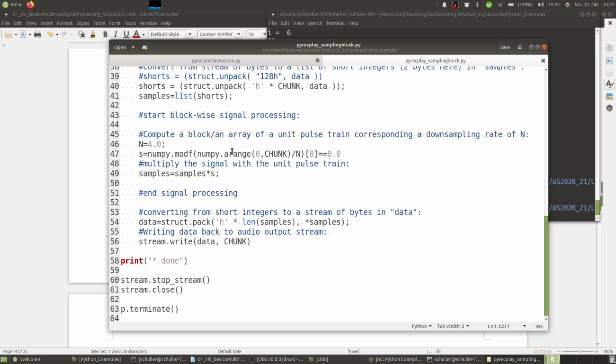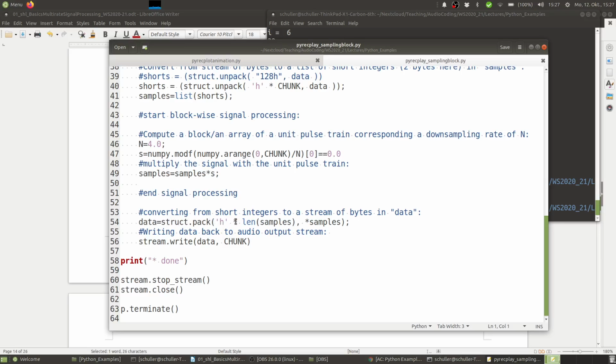Here I have an array of a range type. So this counts up, right? And basically I'm applying the modulus function here. So it makes an integer division by n, and it looks if we have a remainder or not. So this has a 1 at every 4th sample in this case, and 0 in between. And then I apply the unit pulse train here to samples and then write it back.